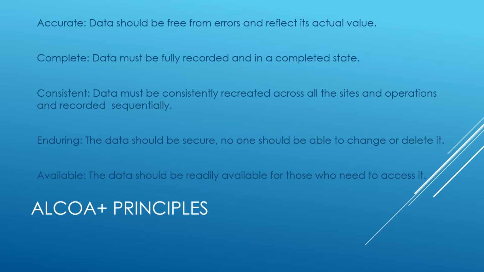Accurate. Data should be free from errors and reflect its actual value. So accurate means correct in all the details, in all the aspects, and in all the ways. So our data should be free from errors and it should be as it is. So here comes, is the information complete, consistent, and correct? So whatever data we are producing is free from errors and it is correct.